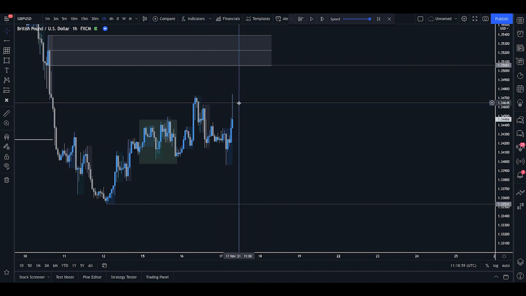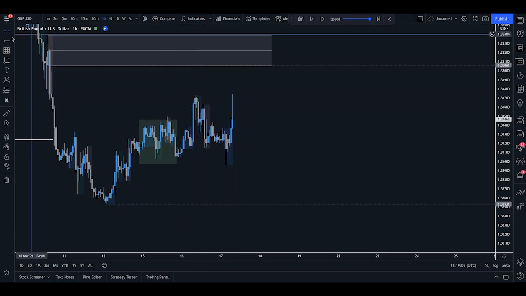Now from there, we've had a large impulse, and if we look, this impulse has actually taken out these structure points, this structure point, and actually just about this structure point as well.